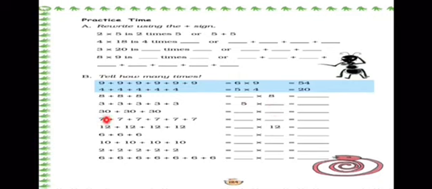Now 30 plus 30 plus 30 has been done 3 times. So we'll write 3 over here and we'll write 30 over here. So 3 3s are 9. 9 and the 0 will take. So 90. 90 is the answer.